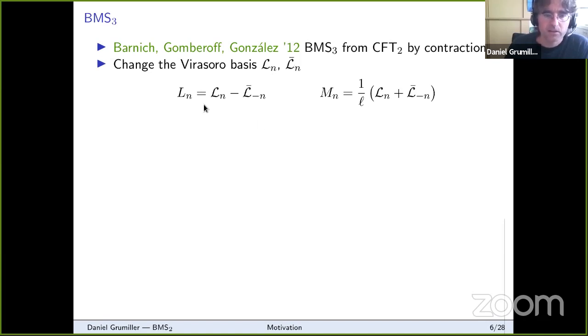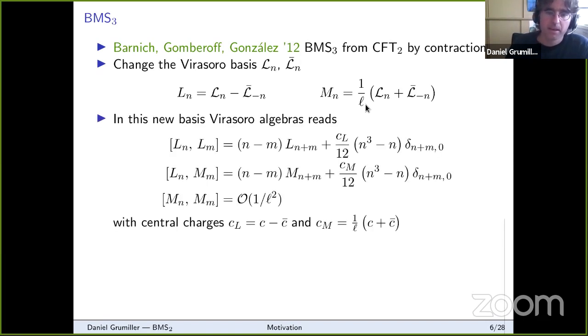And then I do a change of basis. So the L_n is just the difference between the Virasoro generators, where I also have a minus sign in the second index here. And the M_n are rescaled differently in the combination of these Virasoro generators. And so for any finite value of ℓ, this is just a weird change of basis. But if you take the limit ℓ to infinity, then you get an Inönü-Wigner contraction and you get a different algebra. So in this new basis, the Virasoro algebra looks as follows.